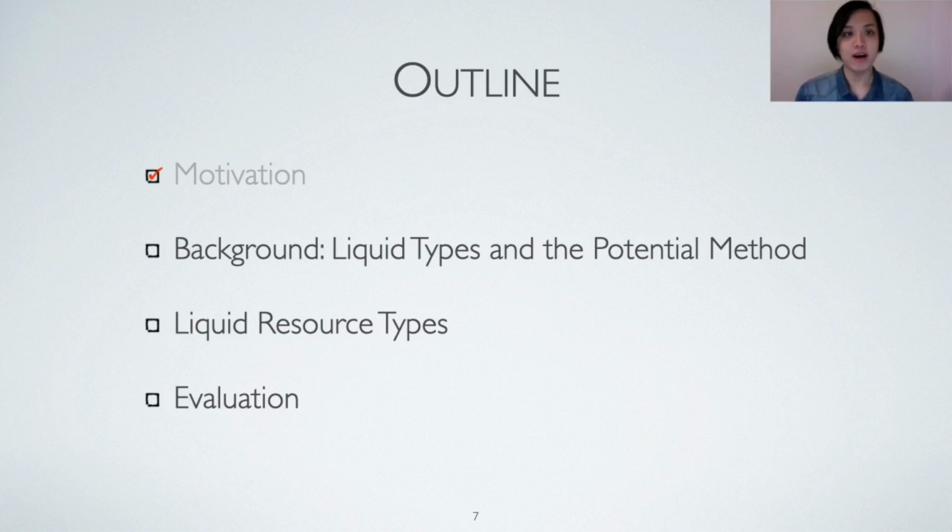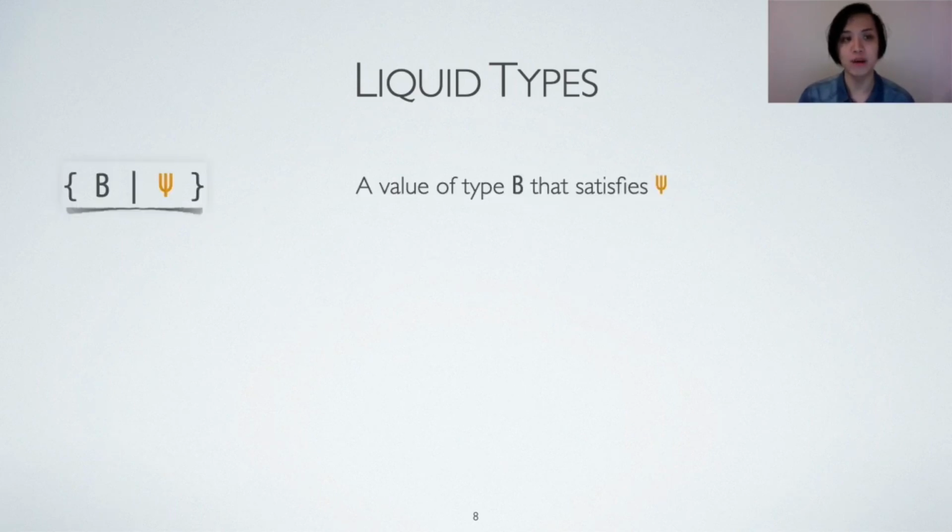Now I have talked about motivations for resource analysis and the main contributions of our work. Before diving into the technical details, I want to first introduce 2 important concepts that our system is built upon: liquid types and the potential method. Liquid types can be seen as a refinement type system, where types are annotated with logical predicates that can constrain the values. A refined type can be written as a subset.